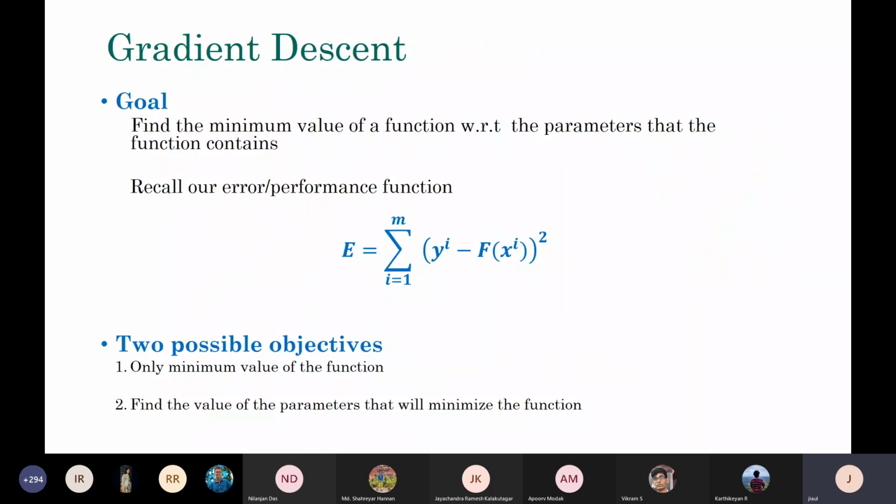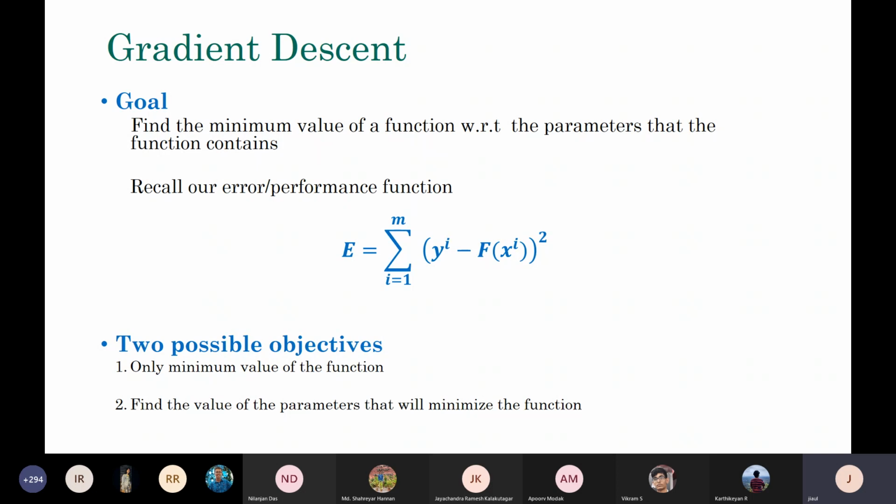All right. So now let's look at the actual gradient descent, how it works, what we can do, how we figure this out, and so on. So what is the goal? The goal is to find the minimum value of a function with respect to the parameters that the function contains. The function has a set of parameters and I have to figure out the minimum value, and for what values of these parameters I will have that.